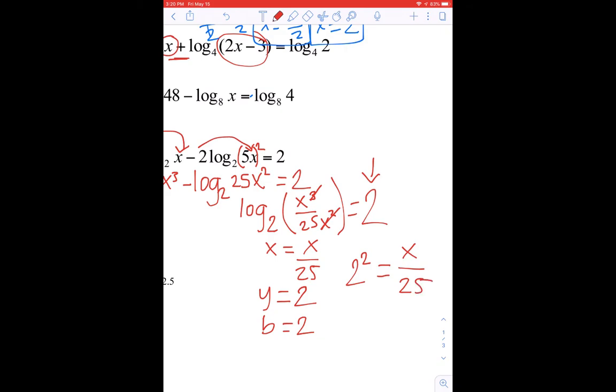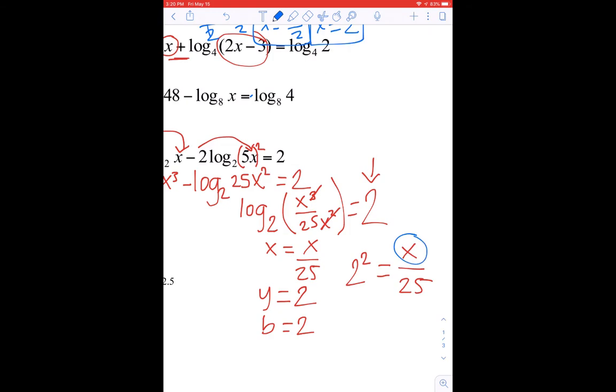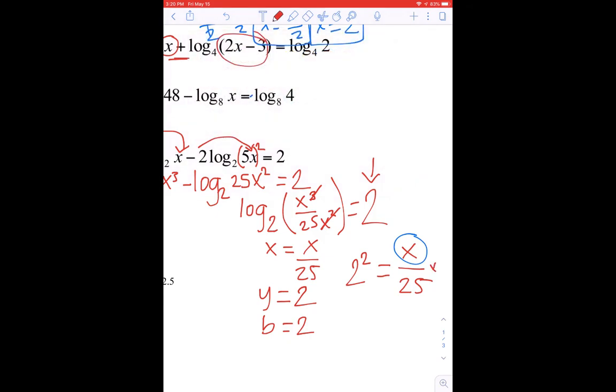And our goal here is to solve for this x. So we are going to multiply by 25 on both sides. Okay, that goes away over here. You're going to multiply by 25 on this side, and we're going to get x equals 25 times 4. 2 squared is 4, so x is going to equal 100. And that's our answer to that one.